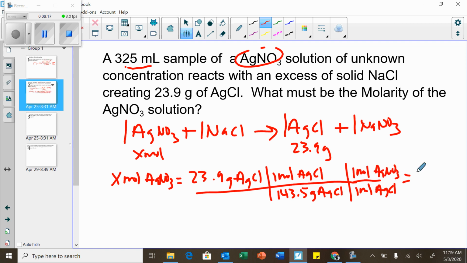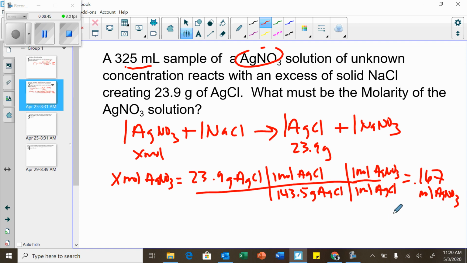Wow, we're almost done with this thing. So 23.9 divided by 143.5. Wow, and everyone else is a 1. I get about 0.167. And this is moles of AgNO3. And so we're almost done, right?